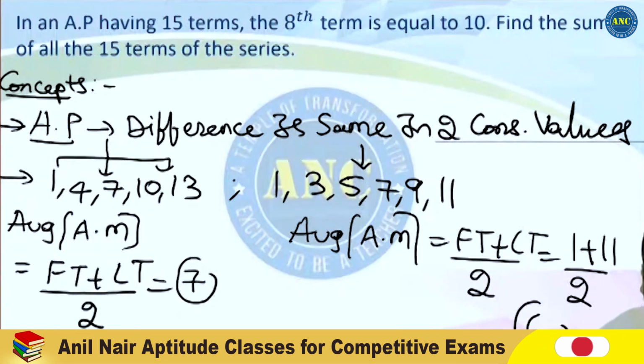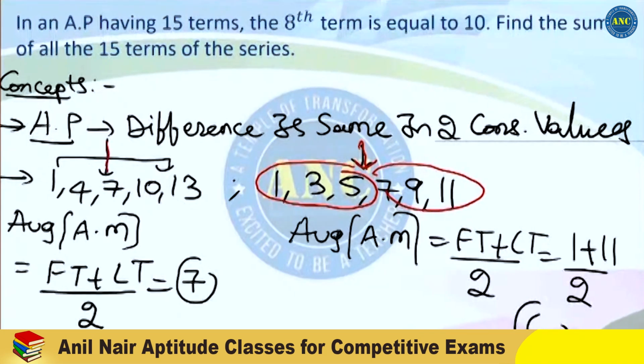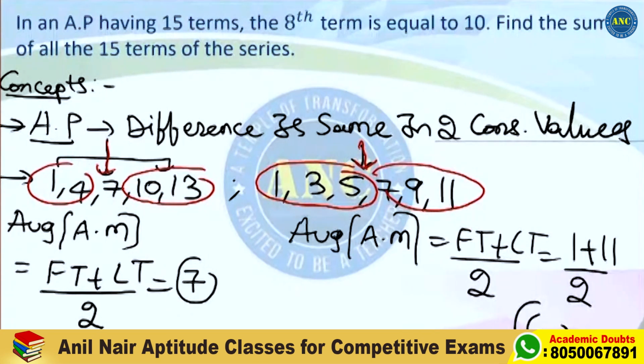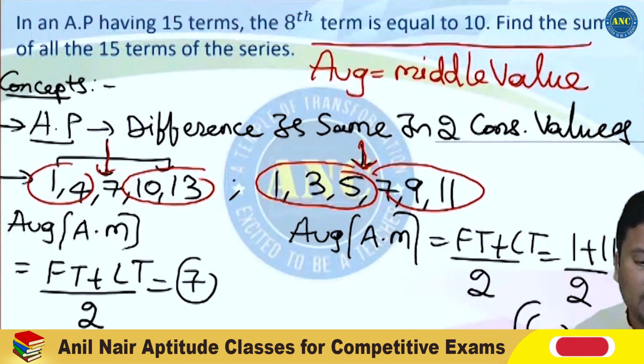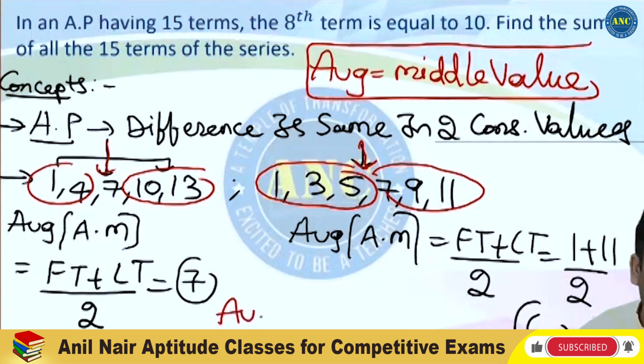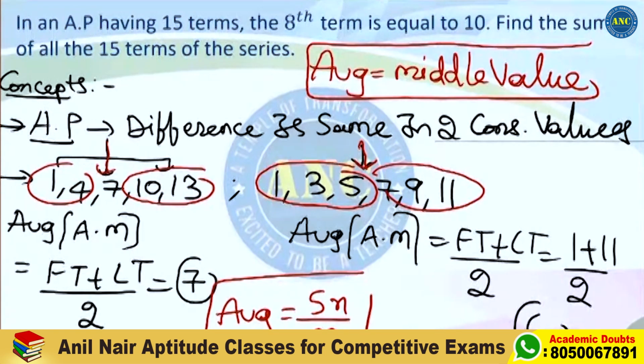Now if you see, what will average tell? Average will tell how many terms are there to the left and how many terms are there to the right. Here it is the middle term, 2 to the left, 2 to the right. So the number of terms to the left of the average and to the right of the average should be same. In simple language, average is nothing but the middle value. General definition is average is nothing but sum of the quantities by number of the quantities.